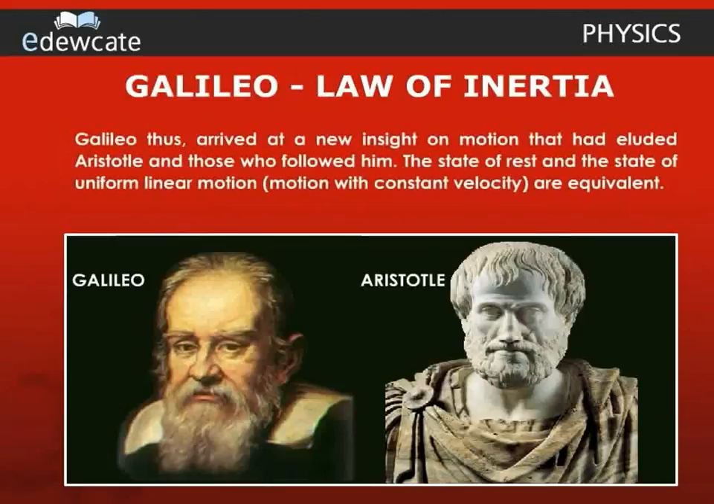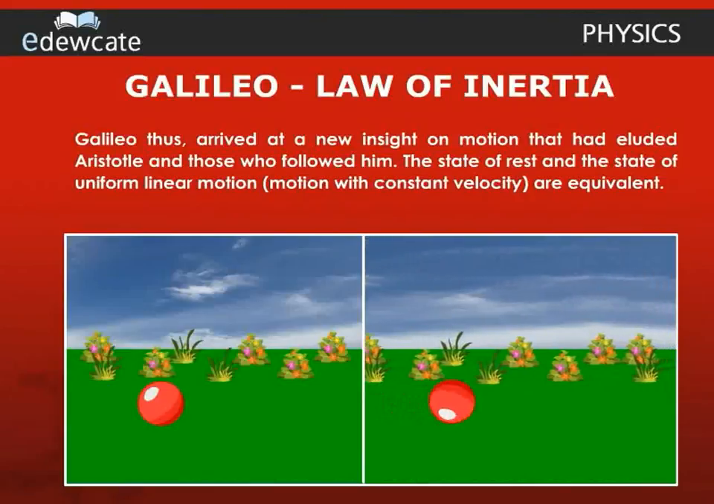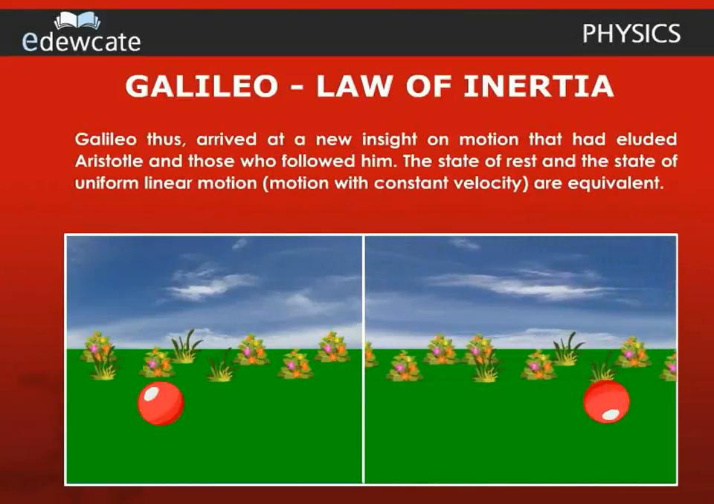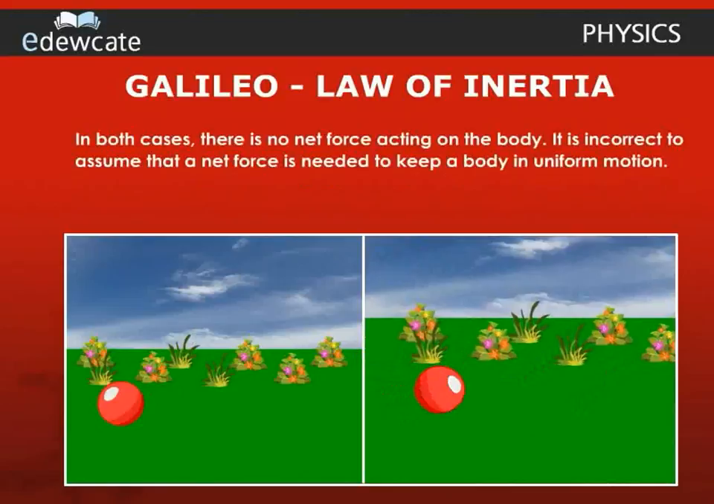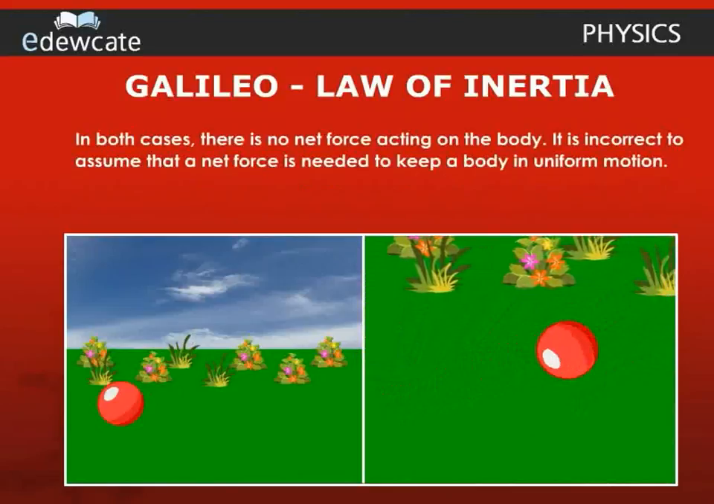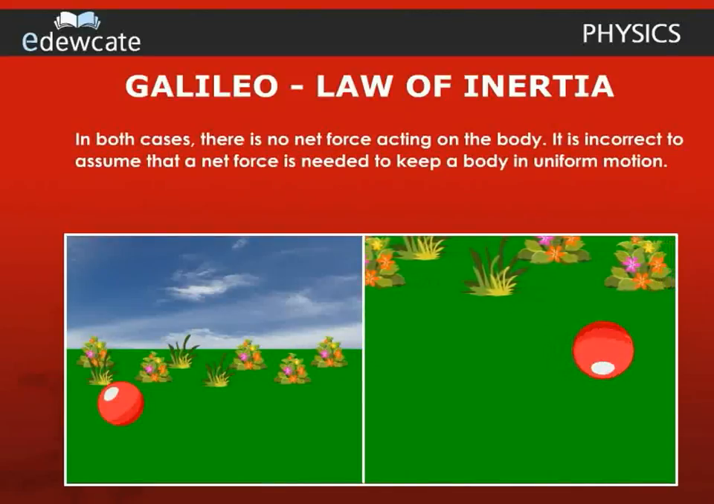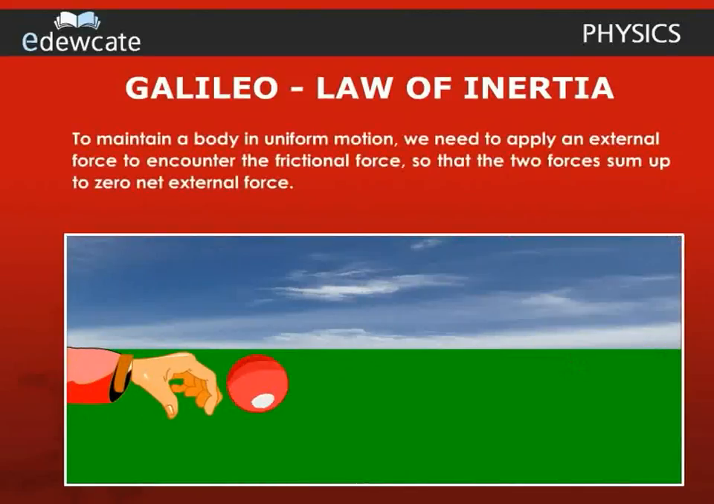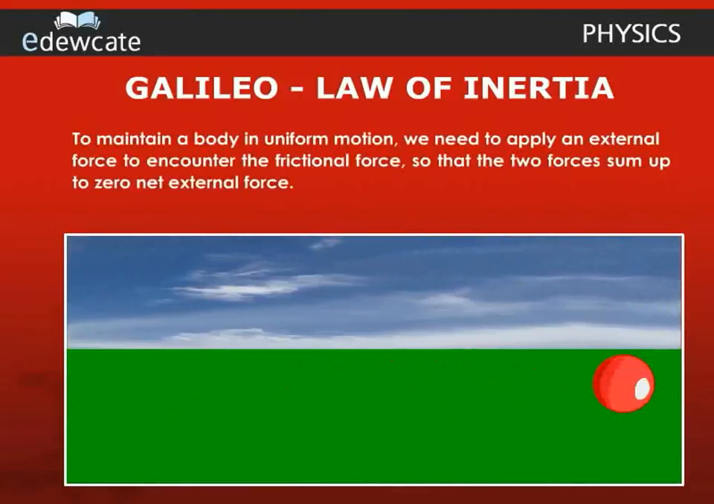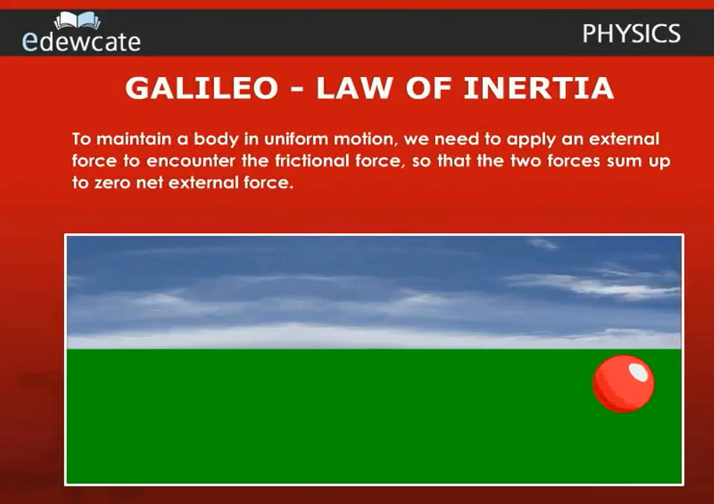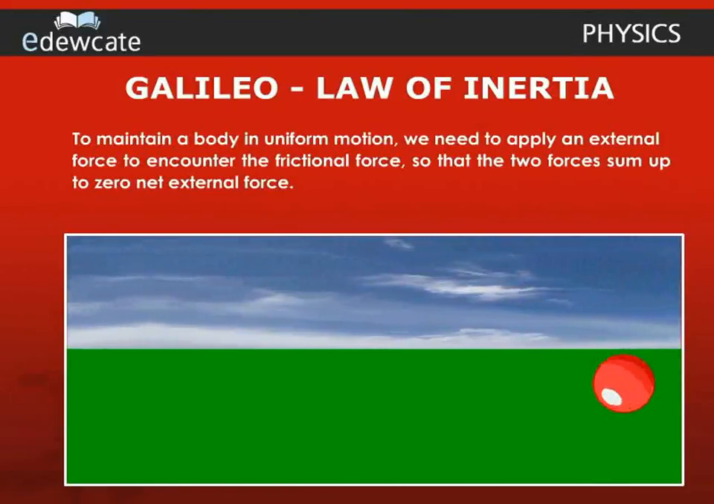Galileo thus arrived at the new insight on motion that had eluded Aristotle and those who followed him. The state of rest and the state of uniform linear motion, that is, motion with constant velocity, are equivalent. In both cases, there is no net force acting on the body. It is incorrect to assume that a net force is needed to keep a body in uniform motion. To maintain a body in uniform motion, we need to apply an external force to counter the frictional force so that the two forces sum up to zero net external force.